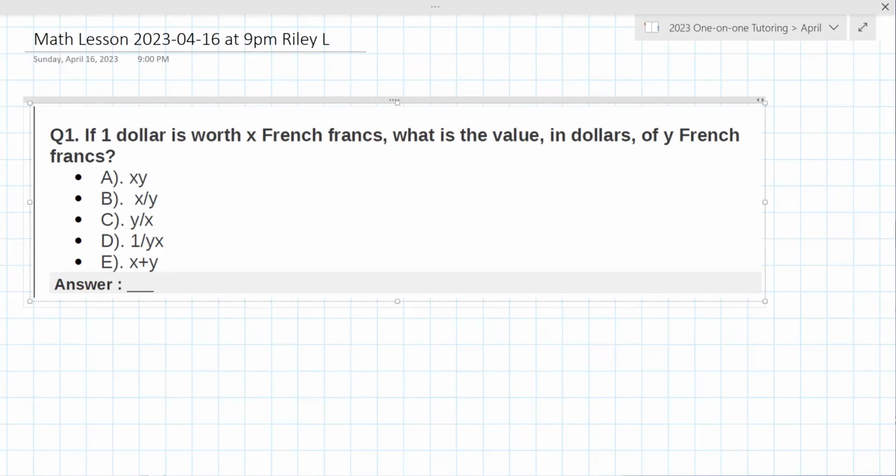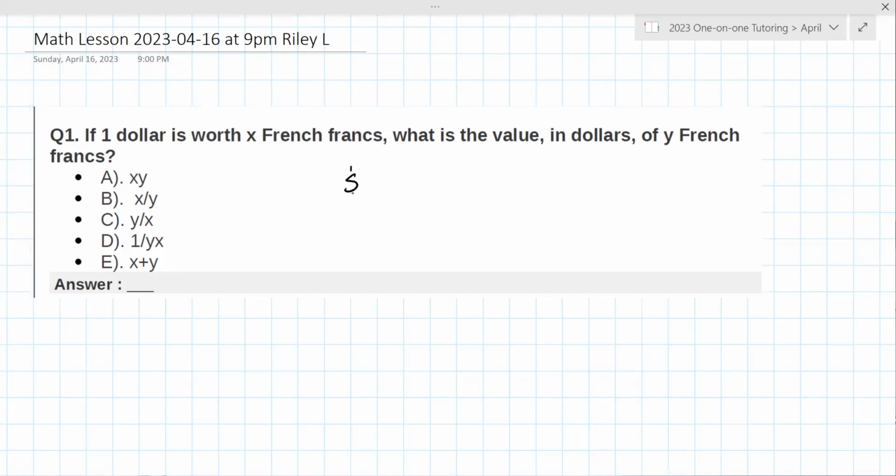So would this one be? I want to say it's A because it would be the dollar times how many there are, because it's $1 for each. Yeah, so no? $1 is X francs. Oh wait, never mind. I thought X just was the dollar. Okay.